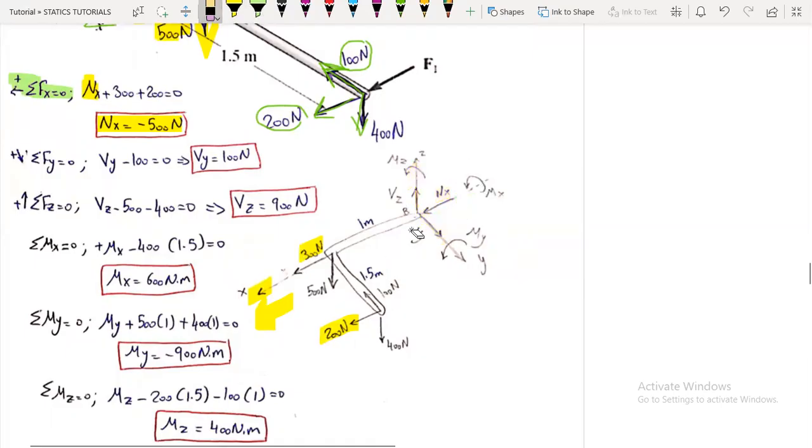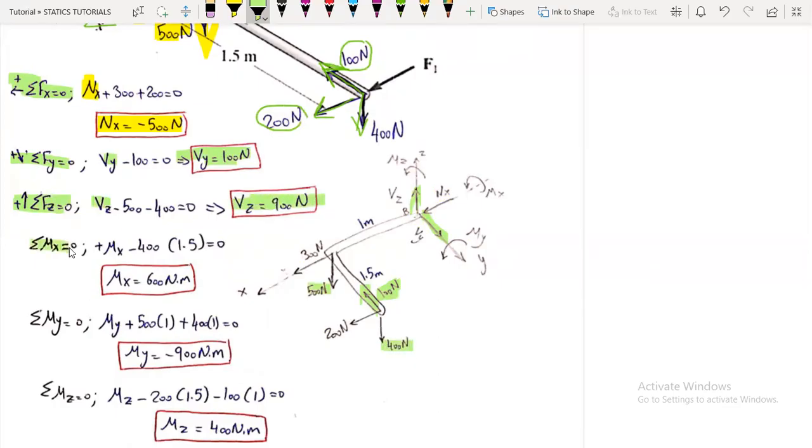Anyway, now we are ready to take the summation of forces in the y direction. I have positive Vy minus 100. That's it. I don't have any other forces in the y-axis direction. Equals 0. So Vy is equal to 100 newtons. Now, taking the summation of forces in the z direction, I have positive Vz minus 500 and minus 400 equals 0, and we get the value of Vz.